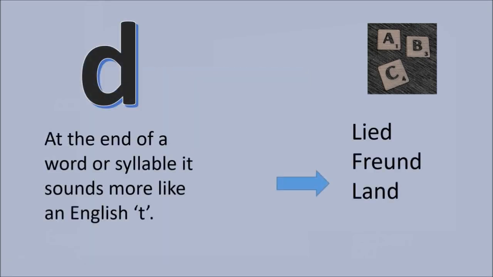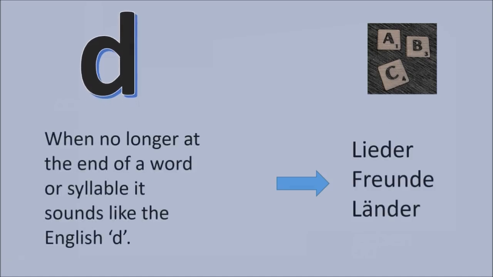D, sort of similar thing. If it's at the end of a word or a syllable, it sounds more like an English T. Lied, Freund, Land. But if it's not at the end of the word, it's more like the English D. Lieder, Freunde, Länder. Do you notice a difference? The first one, Lied, and then Lieder. Freund, Freunde. Land, Länder.